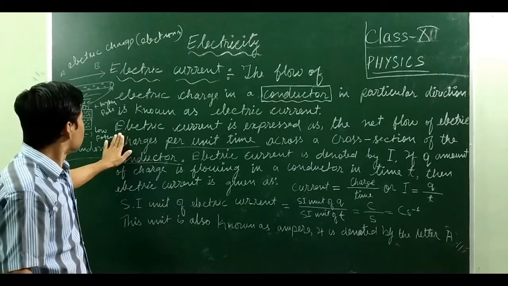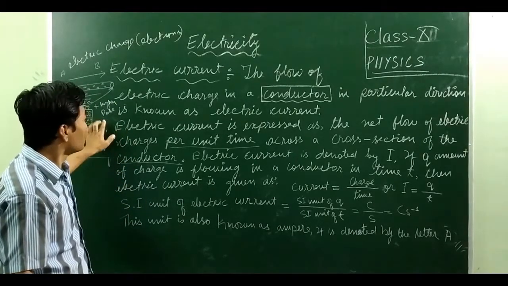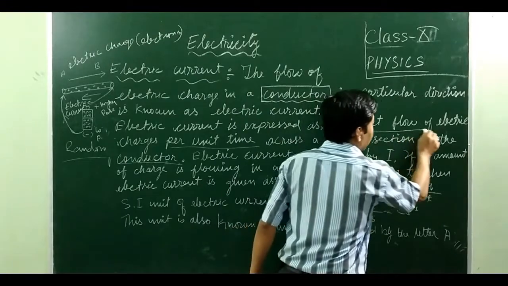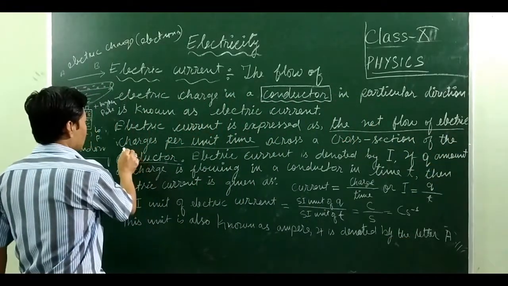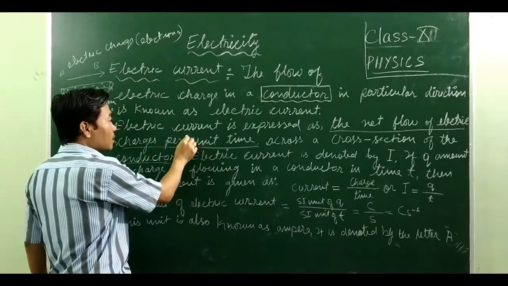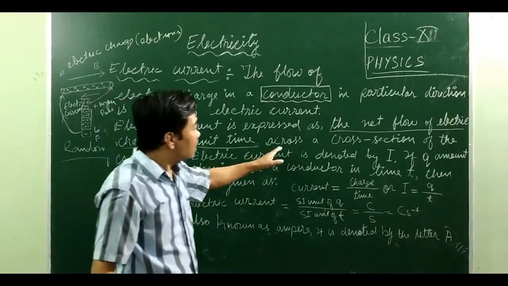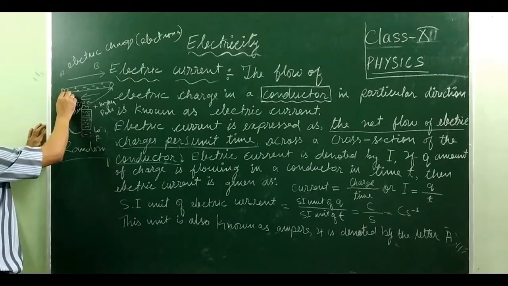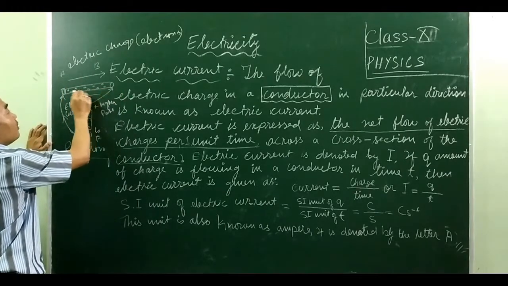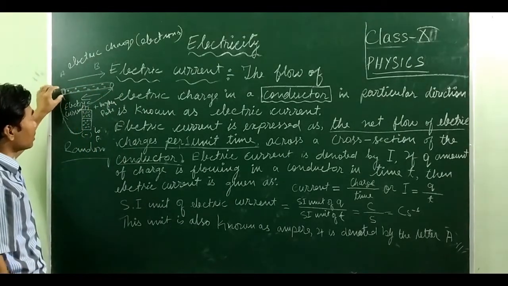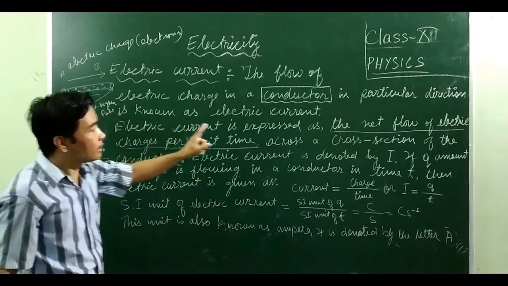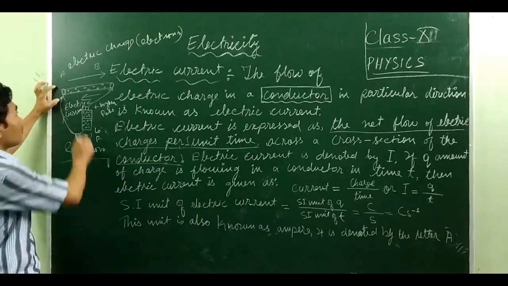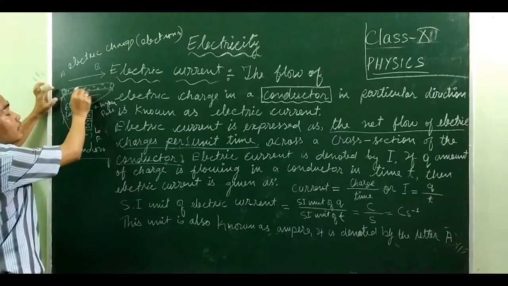Now, the next portion. What you see here is that electric current is expressed as the net flow of electric charge per unit time. Per unit means 1 second, across a cross section of the conductor. So this is the conductor and this is the cross section area of this conductor. How many electrons are moving in 1 second? That is the net flow of electric charge per unit time. I mean, in 1 second, in this cross section of this conductor, how many electrons are moving.